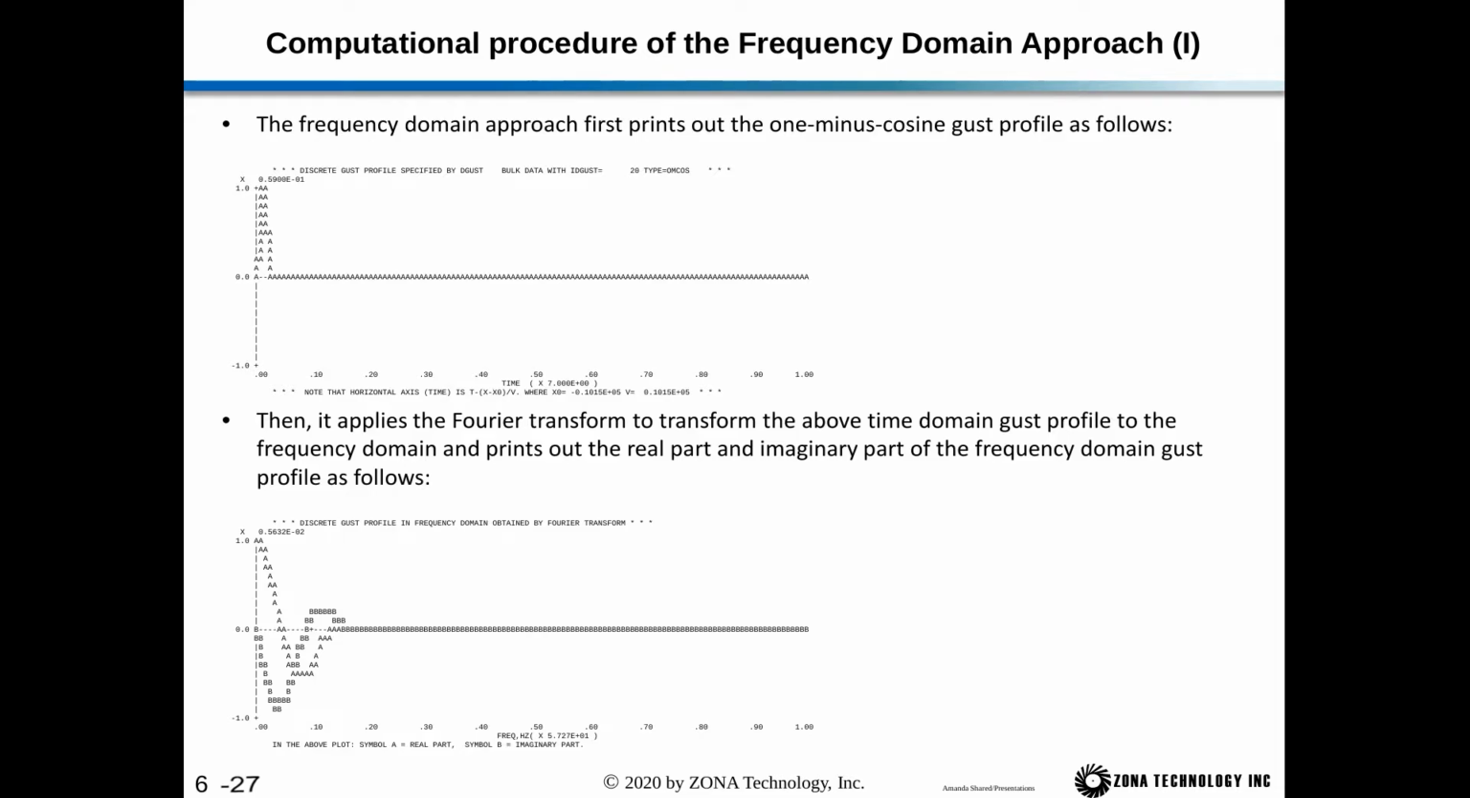Next, we'll be looking at the output file from the analysis. So the frequency domain approach first prints out the 1 minus cosine Gust profile in the output file, which looks like this. So notice it says the discrete Gust profile specified by the dGust card with type OMCOS. So this is our 1 minus cosine. Then it applies the Fourier transform to transform the above time domain Gust profile to the frequency domain, and prints out the real part and imaginary part of the frequency domain Gust profile as shown here. So this is our Gust excitation in the frequency domain.